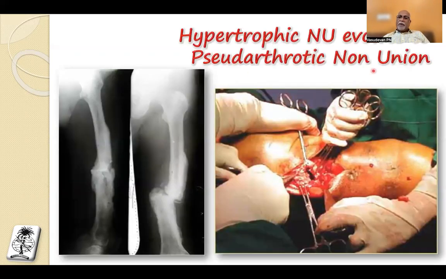So I'll show you one hypertrophic nonunion. You can see the hypertrophic part and pseudarthrosis here. Hypertrophic nonunion evolved into a pseudarthrotic part. So what happens is the periosteum converts into a synovium and the bone ends get rounded off and small pieces of bone, like small rice bodies, will form there, and you can see the joint cavity and the pseudocapsule.